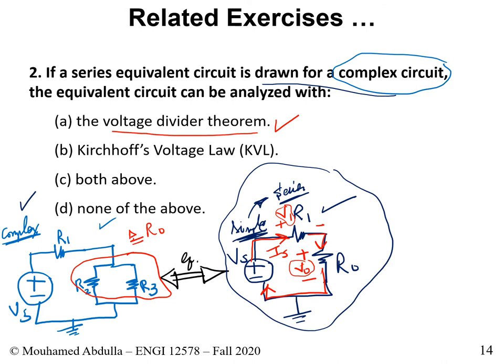Kirchhoff's voltage law. Well, KVL is also always relevant with a series circuit. KCL is related to a parallel circuit. It's related when you have that kind of setup, but KVL is always related to a series circuit. So B should also be considered as well. And therefore, A is the one, B is the one.